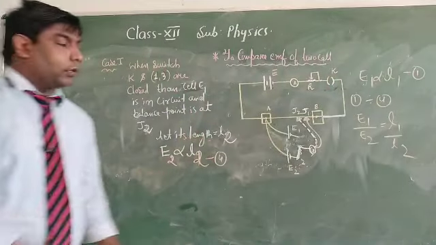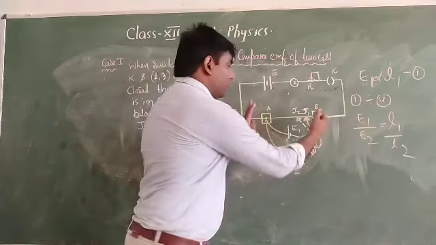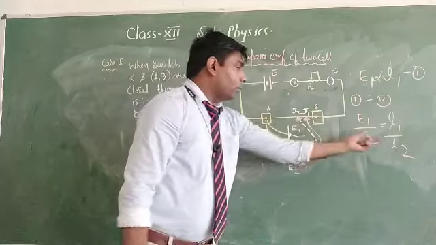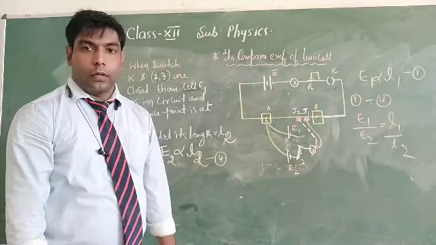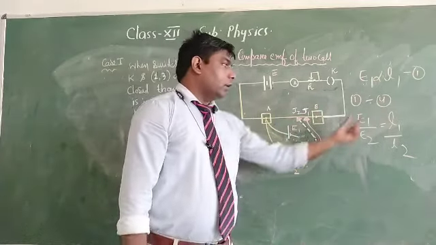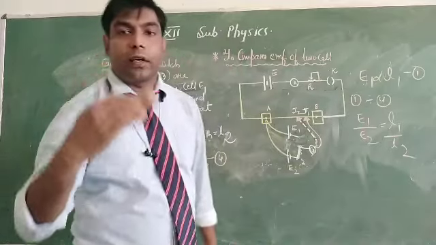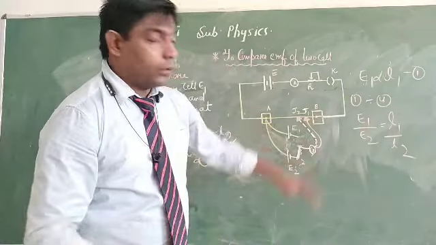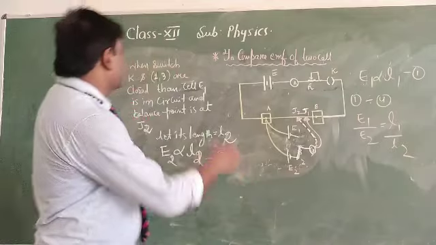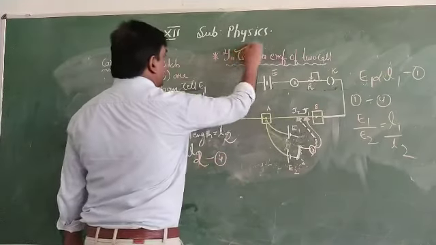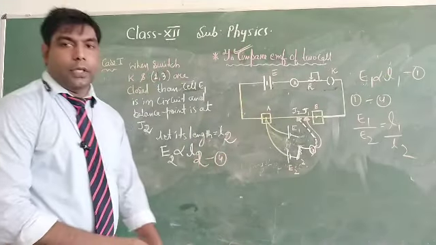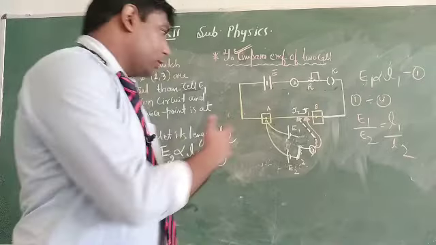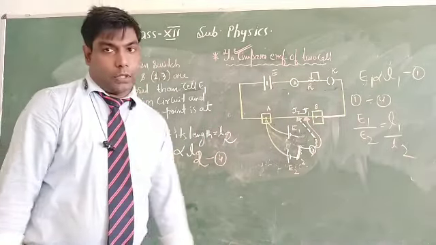Now you can measure L1 from here and L2 from here. Right? That is, you can know the lengths. Just by putting the values of the lengths, you can find the ratio of E1 to E2. That is, we can compare the EMF of two cells with the help of a potentiometer. In this process, we can compare the EMF of two cells.